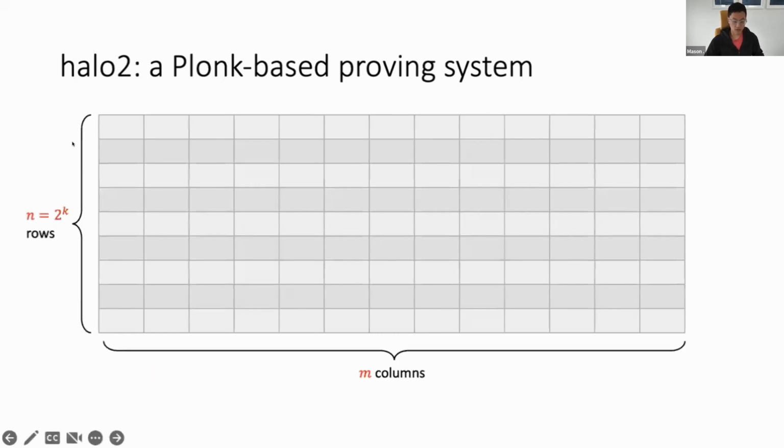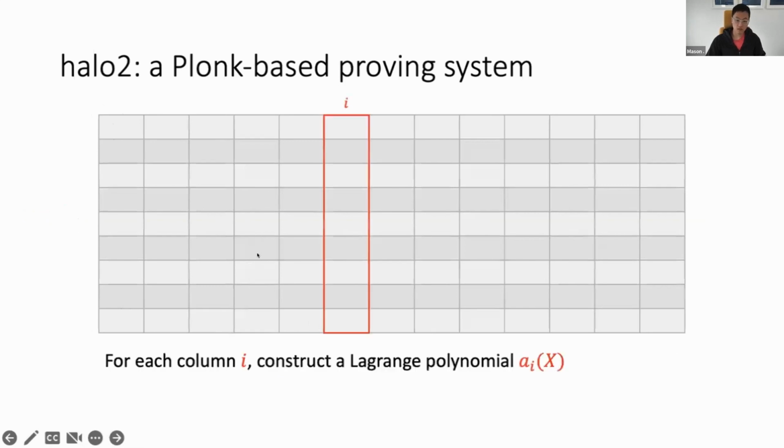So in particular, we generally think of the matrix as having rows and columns. And so it has 2 to the k rows, where k is sort of this degree, and then m columns, and m can just be any number that you want. And we are going to fill this out with elements from a finite field F sub p, and then write down constraints between these elements.